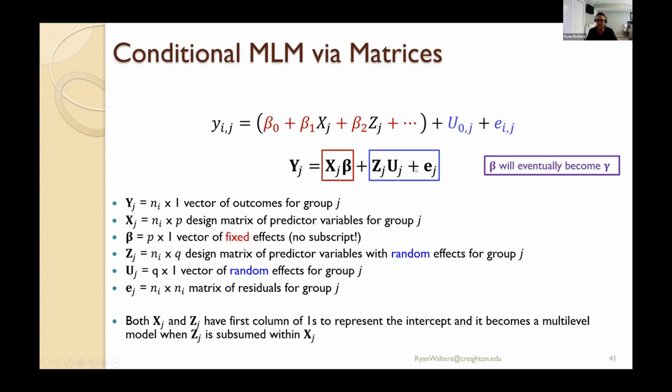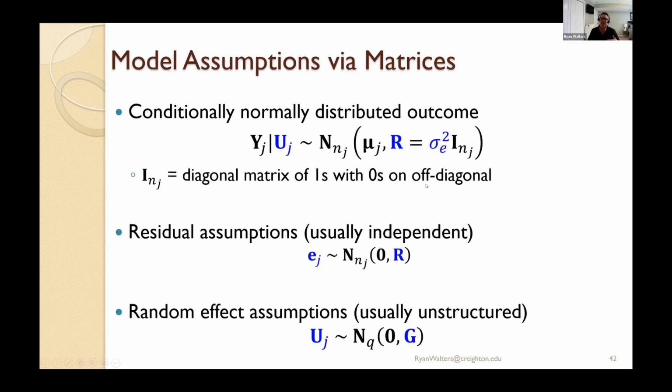U is the actual random effects, and E is our residuals. Okay. The question we're trying to answer here is, where exactly do these variances go? And the reason we have to show the matrices is because the label they put on the matrix of residual variances or random effect variances matter.